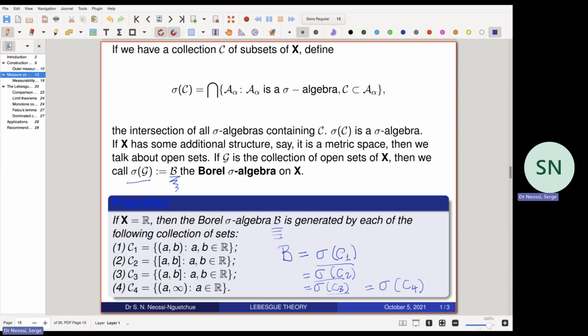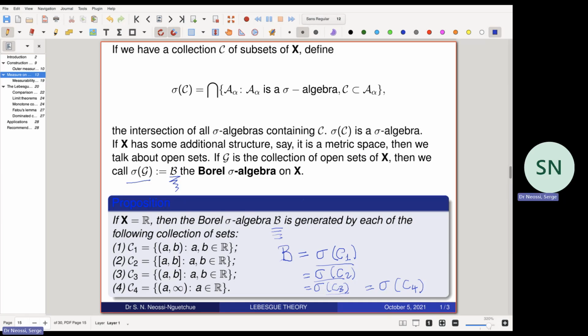So the choice is ours. We can work with any of this collection and say that the Borel sigma algebra over R is a sigma algebra generated by any such collection. It can be the collection of open intervals of the form (a, b). It can be a collection of closed intervals [a, b]. It can be the collection of intervals open at a, closed at b, or it can be the collection of intervals open at a and open at infinity. So all these four collections define the same Borel sigma algebra B.